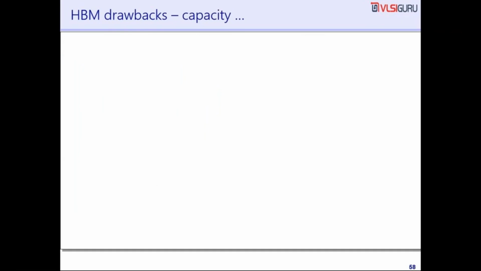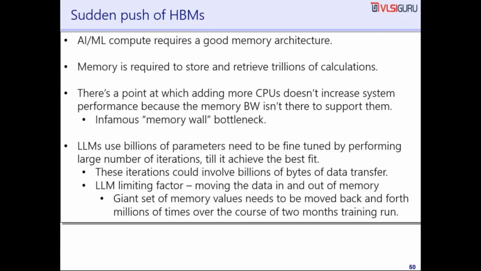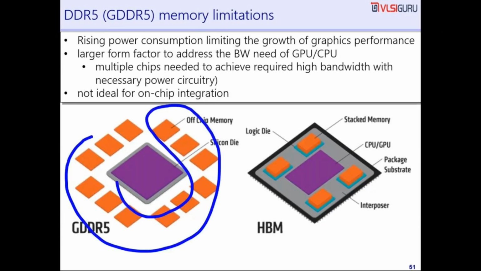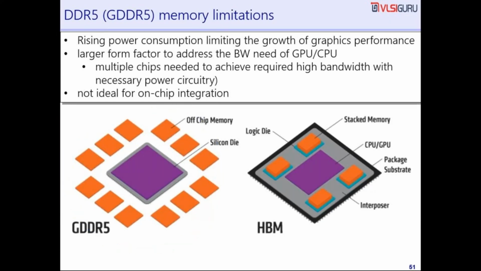As I told you earlier, you can connect as many GDDRs as you want here outside, right? Whereas here you have a limitation in terms of the number of HBMs that you can connect. And also you can connect as much memory as you want, because you can divide them into ranks. You can make it quad rank, octa rank, for example.